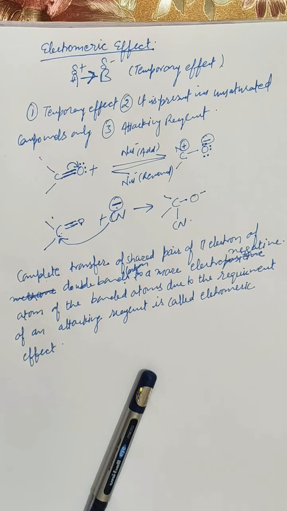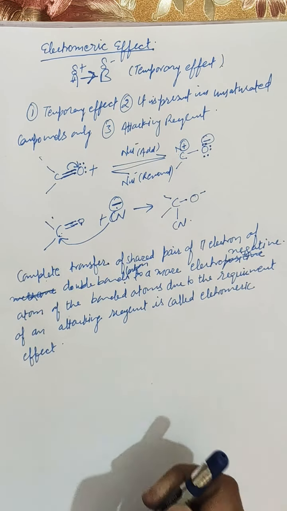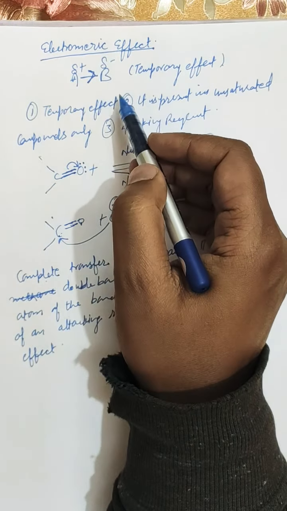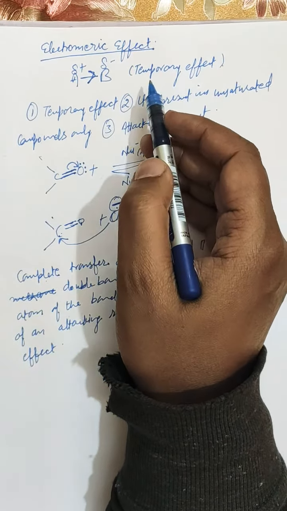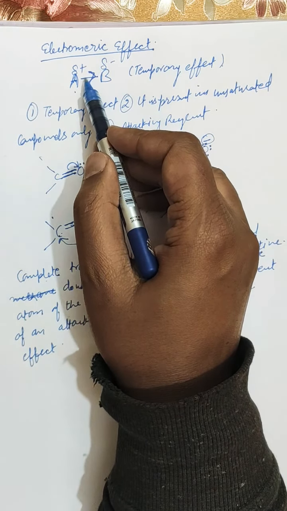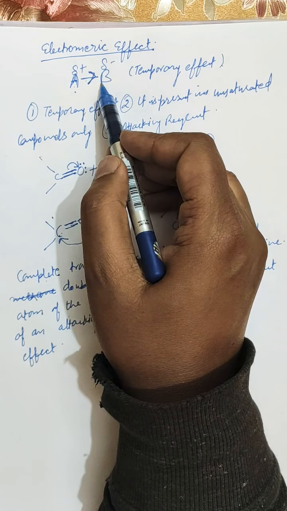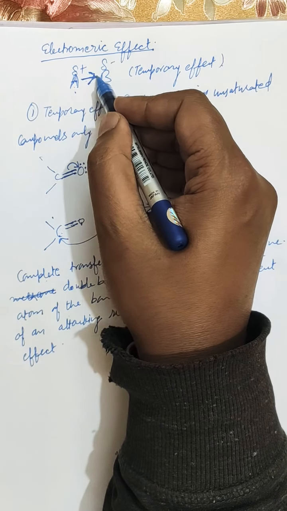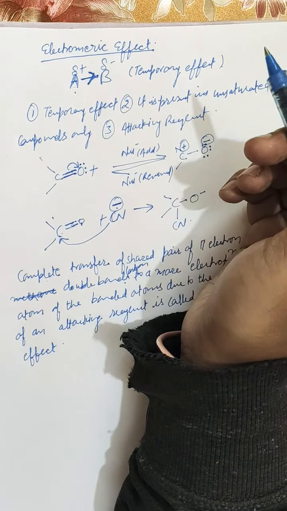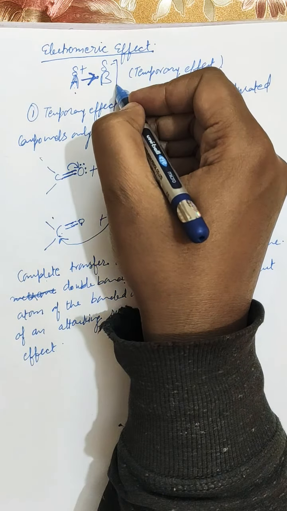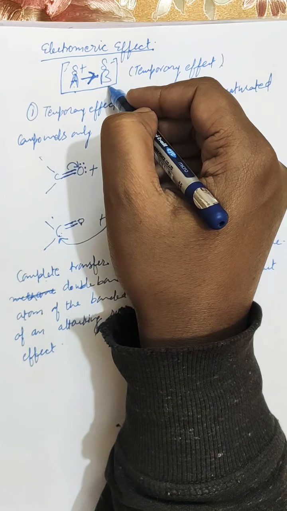So an electromagnetic effect is a temporary effect operating in an unsaturated compound only at the demand of a nearby attacking reagent. So there are a few things. First of all, as in the inductive effect, suppose there are two atoms connected by a covalent bond, A and B. Let us say the electronegativity of B is more than A. So automatically it will pull the electron from the covalent bond towards itself, and it will generate a permanent effect, because this bond will always remain in a molecule.